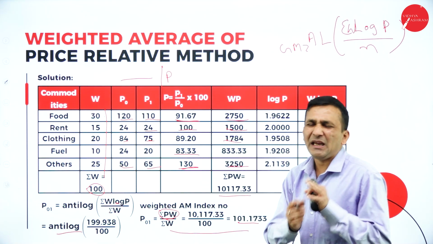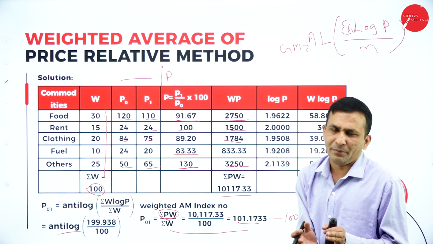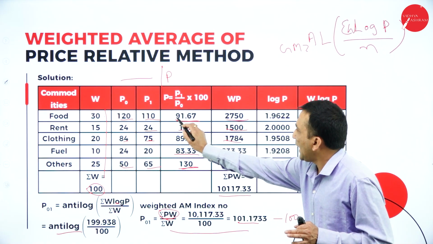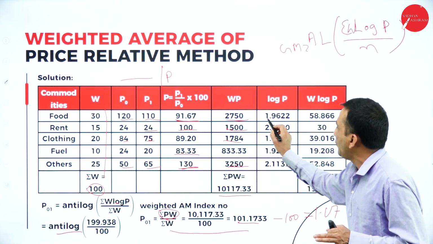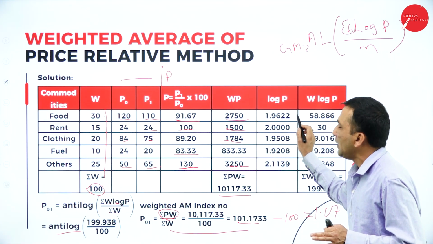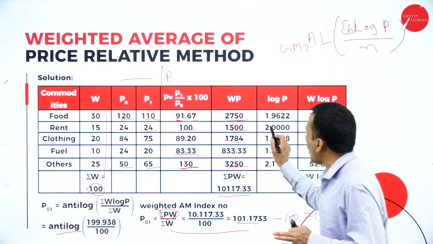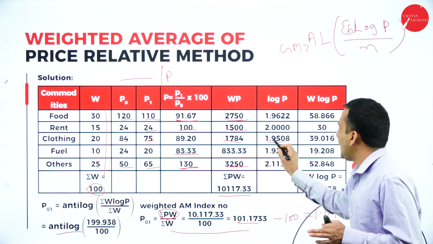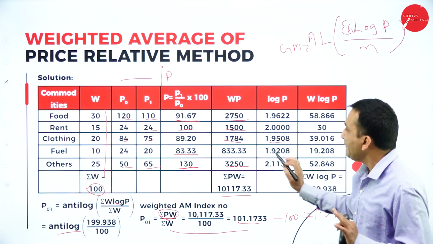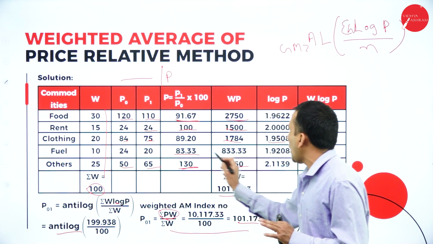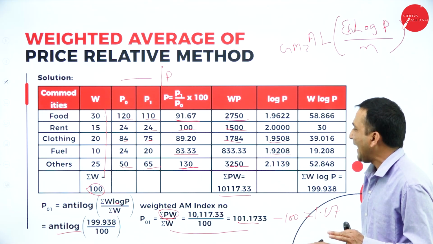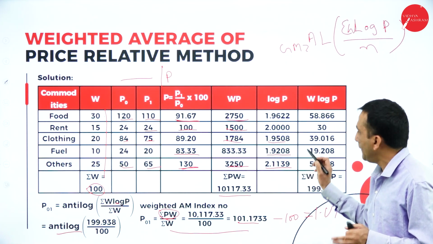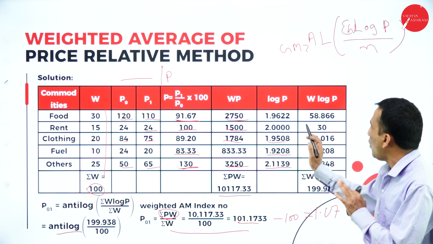After finding the P, immediately we use a logarithm table or scientific calculator. We are trying to find out the log value. So first, 91.67, the log value we are getting is 1.9622. Okay, same, 100, we are getting log value 2. Okay, and 89.20 we are getting log value 1.9508, four digits. Okay. So the last, 83.33 log value we are getting 1.9208, and 130 log value we are getting 2.1139.